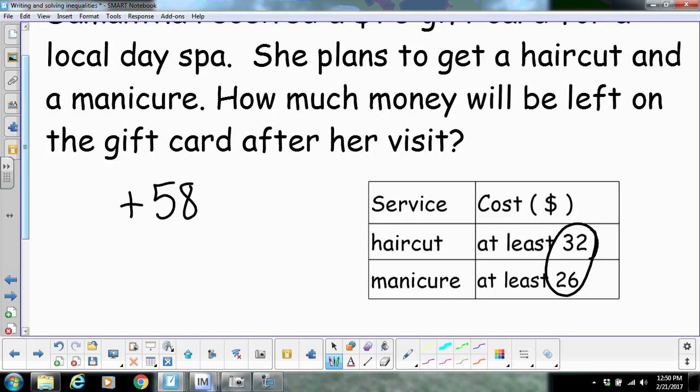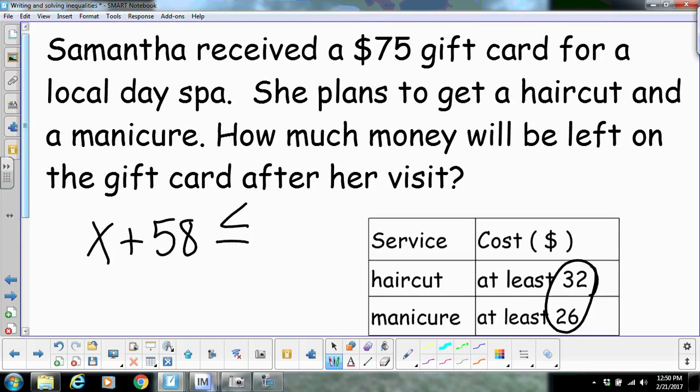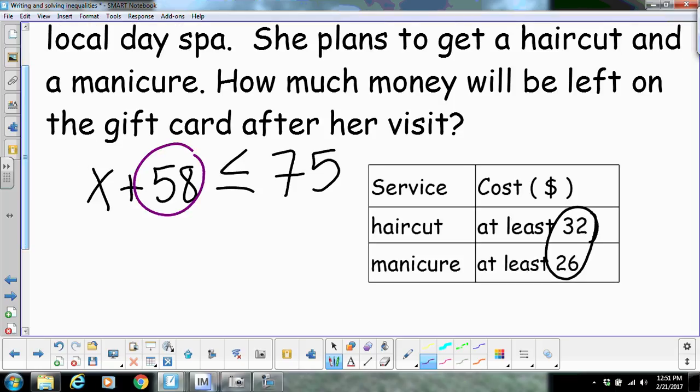Okay? Now, can it be more? Do you know how much more? No, so that's our unknown, right? It could be more than that. But we know when it's all said and done, that total has to be less than or equal to 75. Okay, so Sam back here, when you wrote yours, you had 75 on the other side, which is fine. Your sign just be the opposite way. You still want the amount you have on your gift card to be more than the amount it costs. All right, so when I move my 58, what do I get? 17. So that tells me that she will have what?